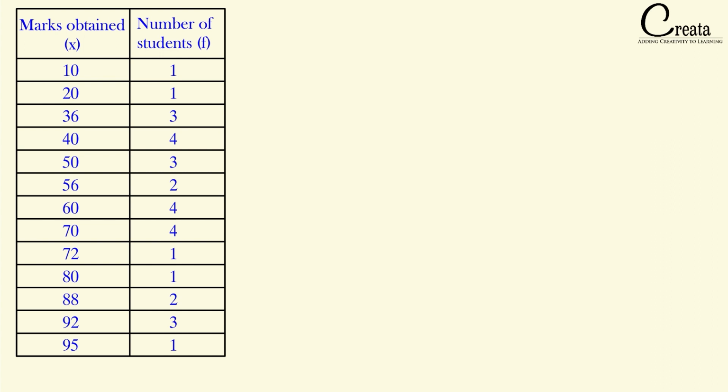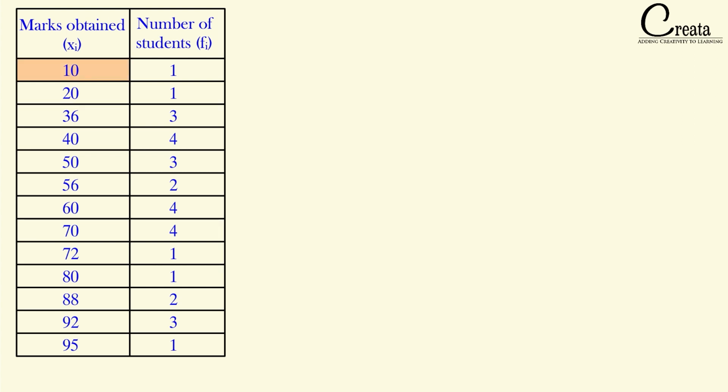Let's denote the marks obtained as xi and the number of students as fi. X is the observation and f is the frequency. We have just added i in the observation as well as in the frequency. i is denoting the serial number.